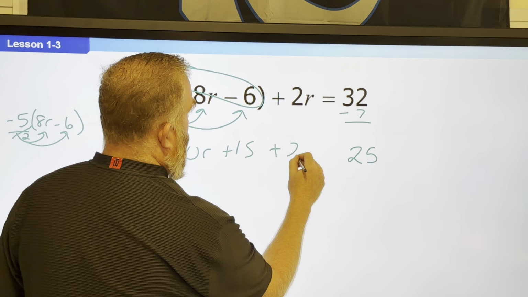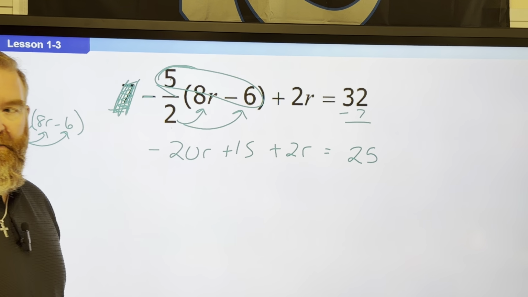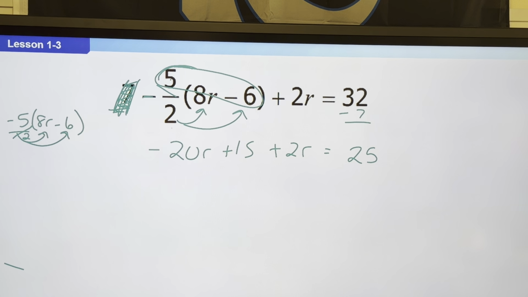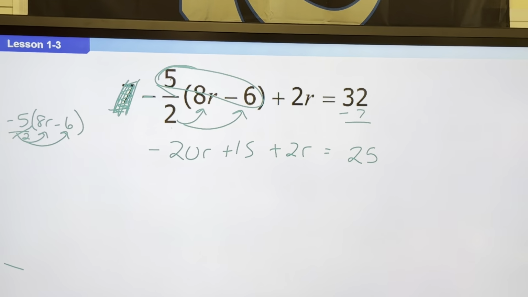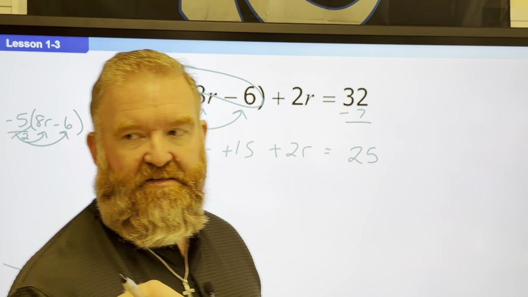Plus 2r equals 20. Yeah, rough crowd. Okay, good. So we just dropped down the 2r. Hey, I know we're almost done. Guys, this is the last example we have. We are almost finished, so stay focused with me. I'm going to give you a small break here in just a minute. Everybody good? Stick with me.